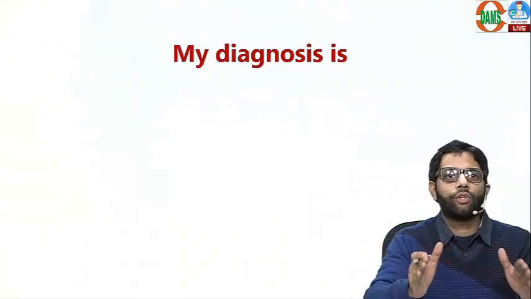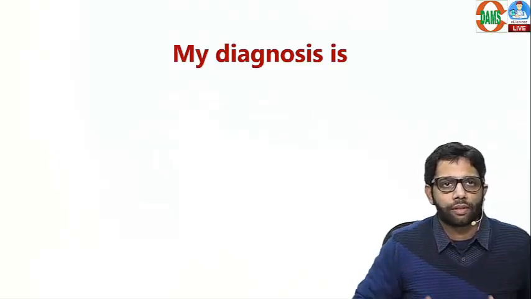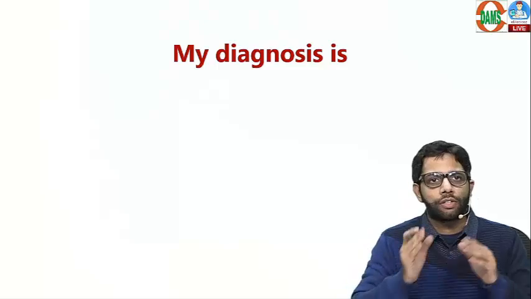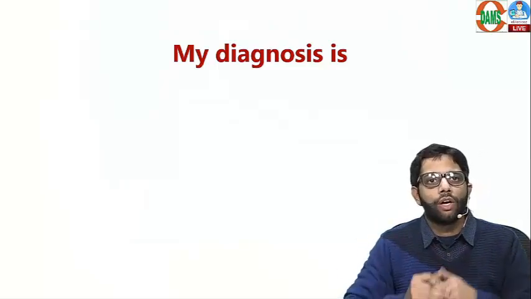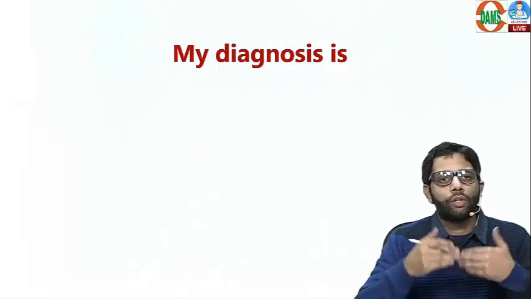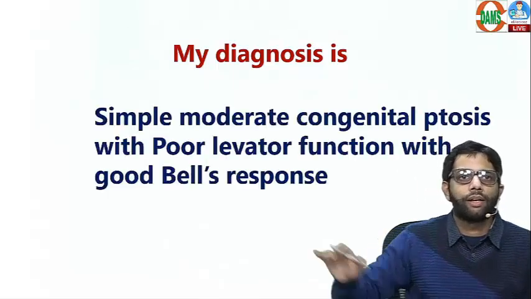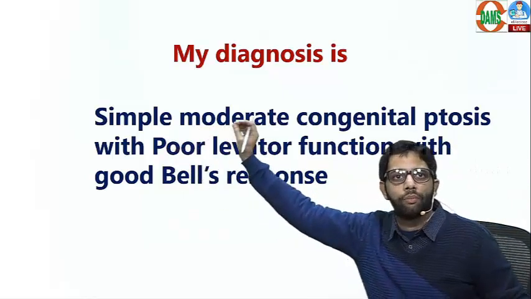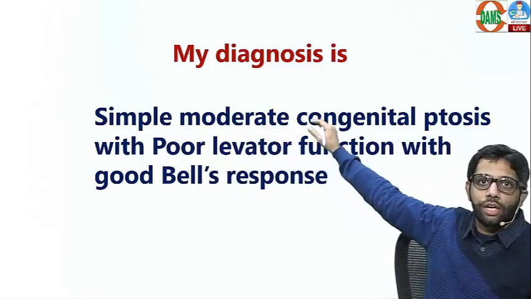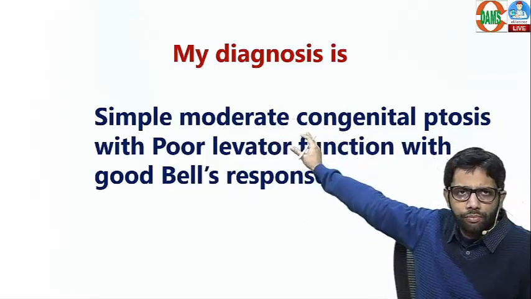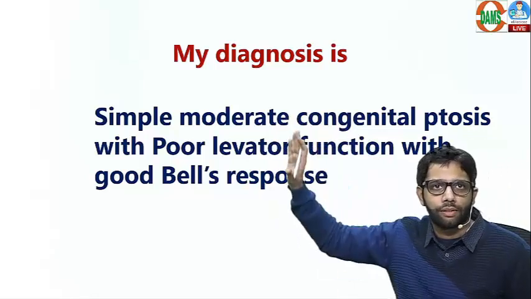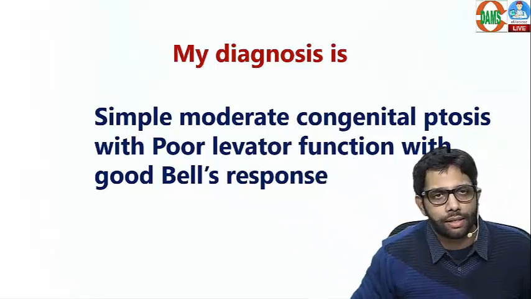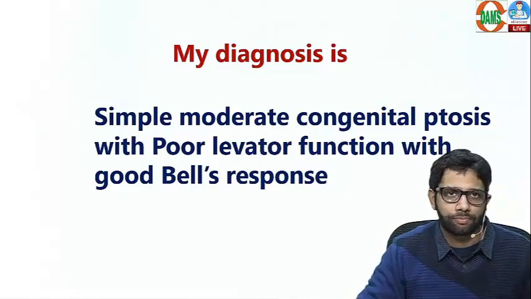All these in sequence have to be done in ptosis examination in the exam. And then you have to tell the examiner, sir, my diagnosis is whether it's congenital or acquired. If it's congenital, simple or complicated, mild, moderate or severe degree, with good or poor Bell's phenomenon. For example, my diagnosis is, sir, simple, moderate congenital ptosis, poor LPS action with good Bell's phenomenon. This is the diagnosis you have to tell in the exam after all these examinations.